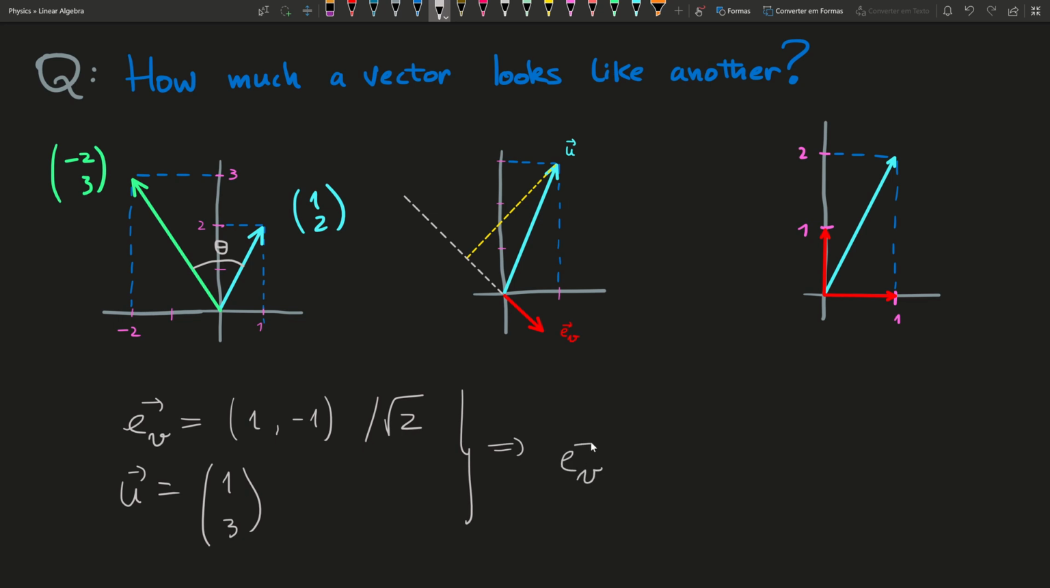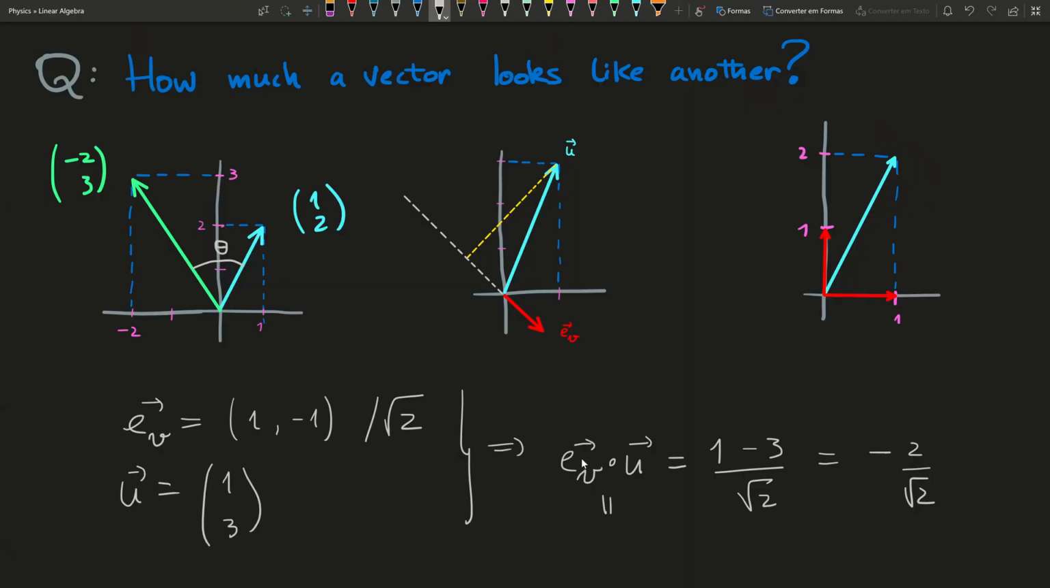If you dot e_v with u, it gives us, well, multiply the constants. 1 times 1 is 1, 3 times minus 1 is minus 3, and you divide by the square root of 2. So you get minus 2 divided by the square root of 2. Very easy calculation to do. But now let's turn to the second definition of inner product, which is the magnitude of this vector, which in this case is 1, times the magnitude of this vector, which is just u, so the magnitude of u, times the cosine between both vectors. Let me draw the angle here, theta here.